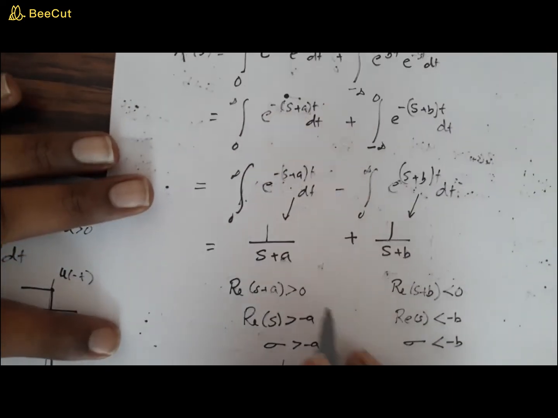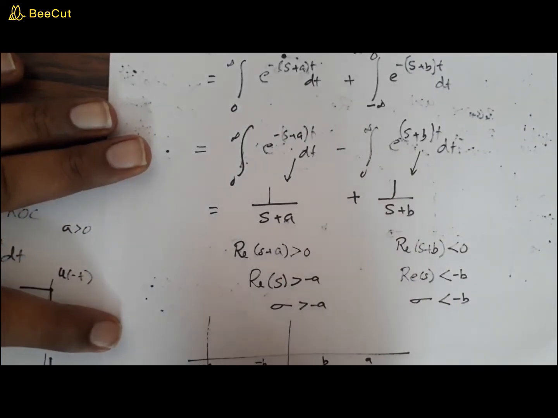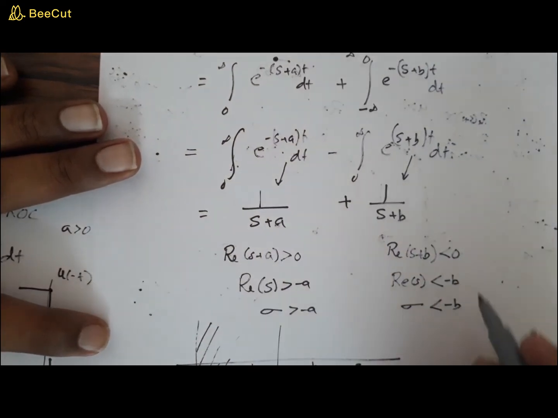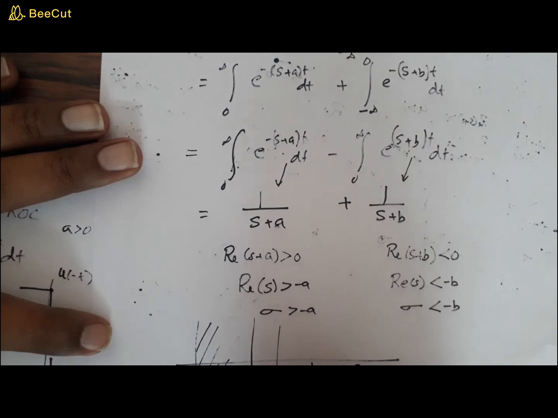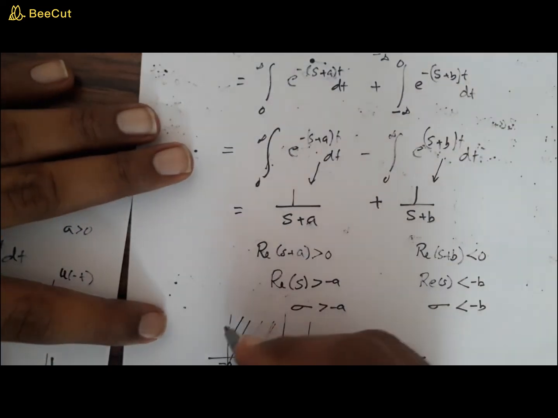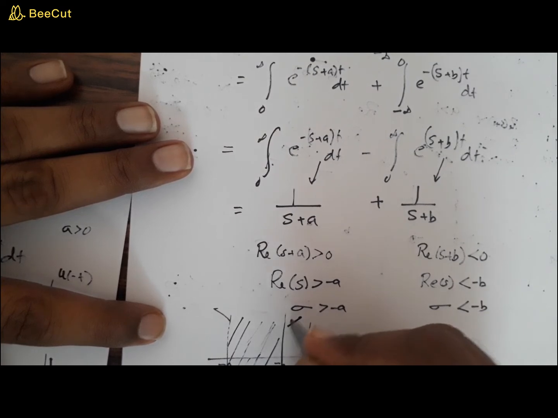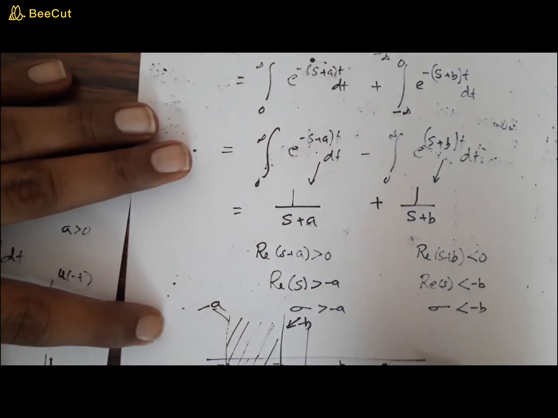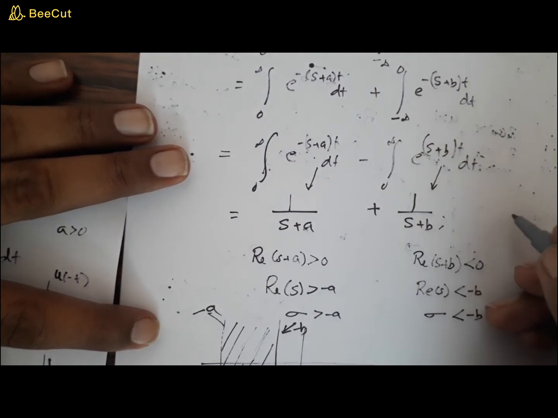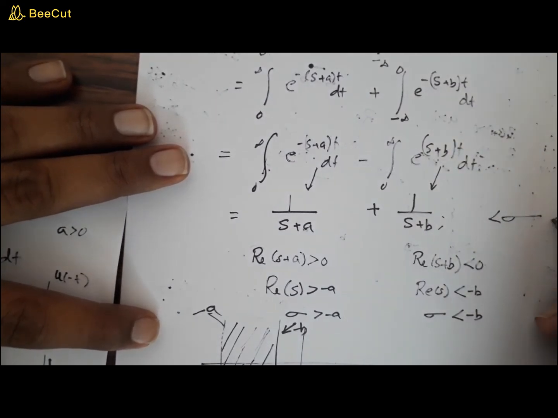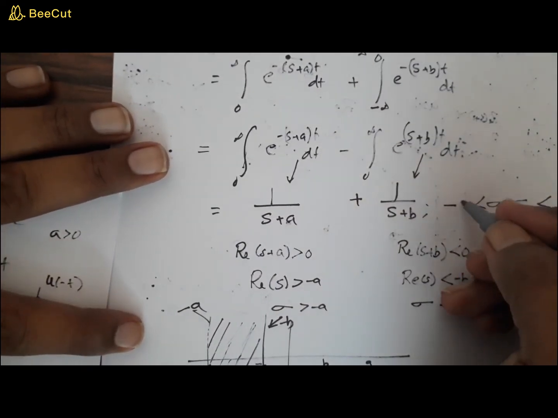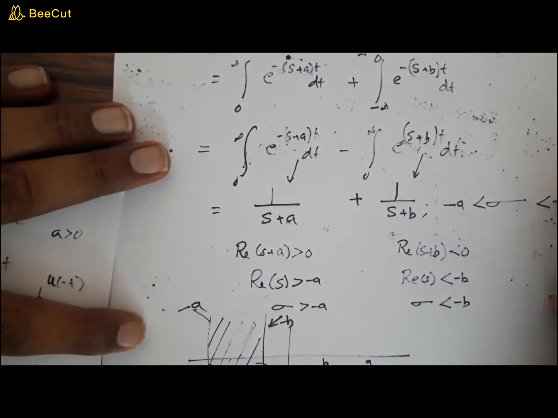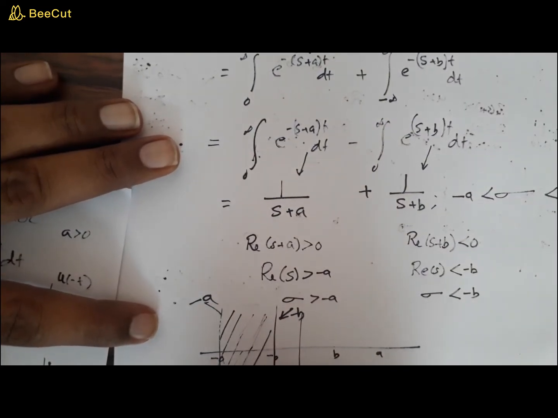So for this signal, the region is greater than sigma 1, and for this signal it will be less than this region. Look, so the net region will be a region that lies in between minus a and minus b. So how will you write the sigma of this? This sigma will be a region from minus a to minus b. So this is the region, right?